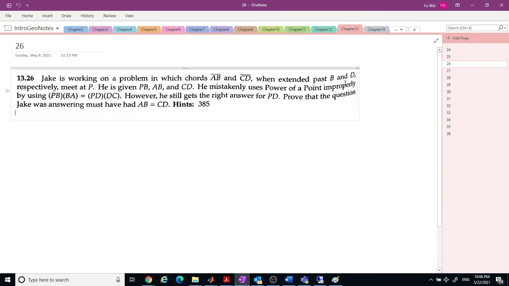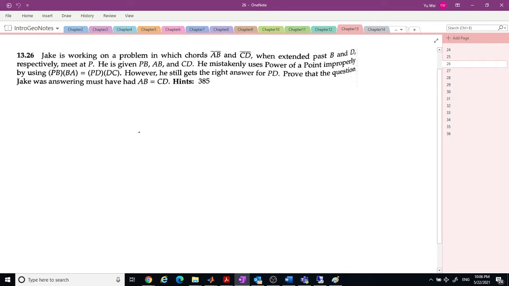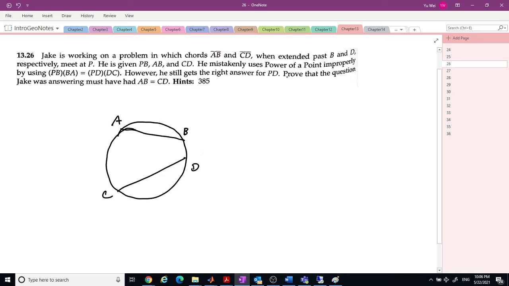Next is a problem Jake is working on, in which there are chords AB and CD. Okay, so here is a circle, and we have a chord AB, and we have another chord CD. Okay, so we extend past B and D.